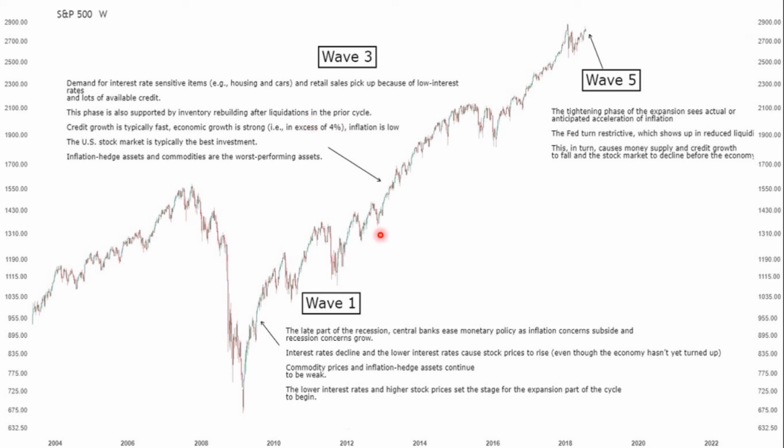Inflation continues to be low in this phase. So if you remember, bond yields continue to drop throughout this wave 3 right into 2016. It wasn't until 2016 that we saw inflation rise, and that was when commodities really started to pick up, and that was the wave 5.